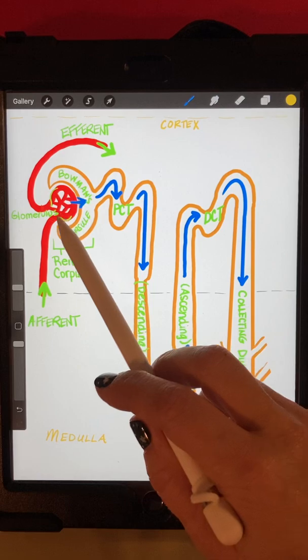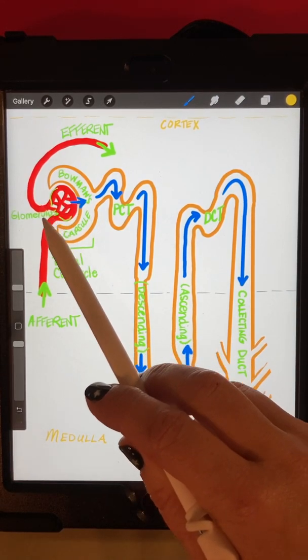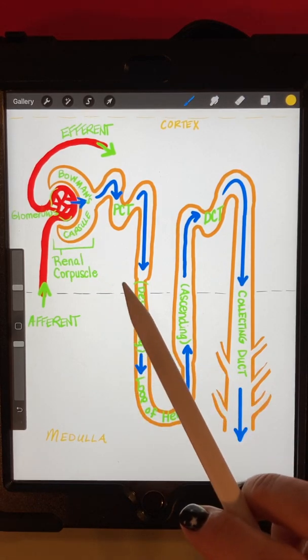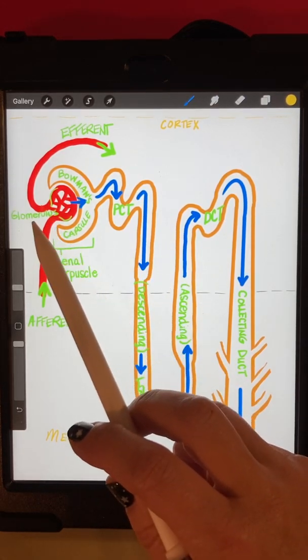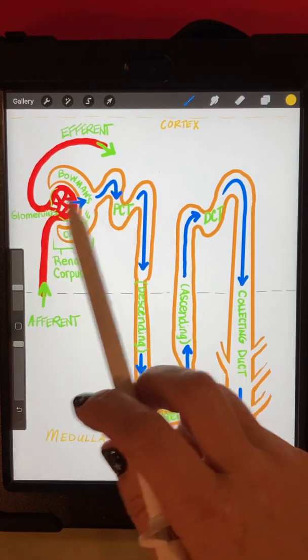So the capillary bed is a very high pressure capillary bed, and the main control is hydrostatic pressure that forcefully pushes fluid and solutes from the blood plasma into the nephron at the Bowman's capsule.